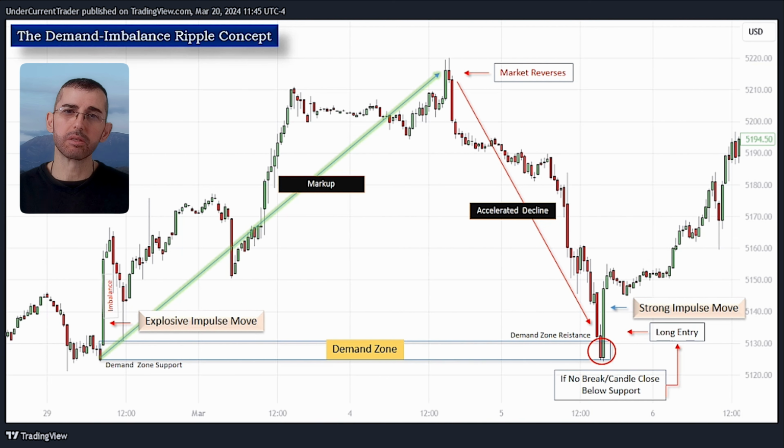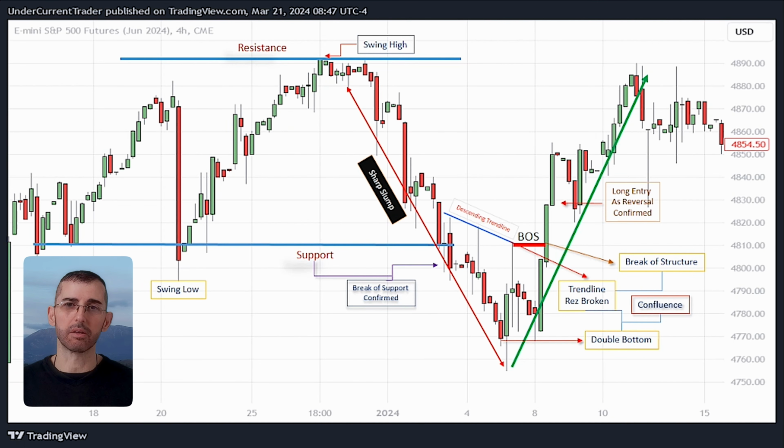So the idea here, guys, is to use imbalances as additional confluence for your other trading signals. Next, let's analyze this 4-hour ES chart, which shows not only the unpredictable nature of trading, but also how to navigate the market's fluctuations.